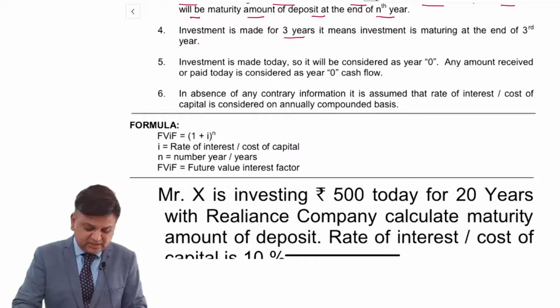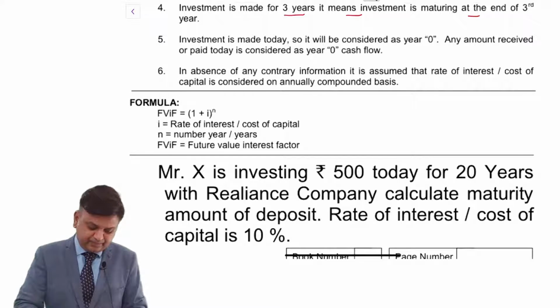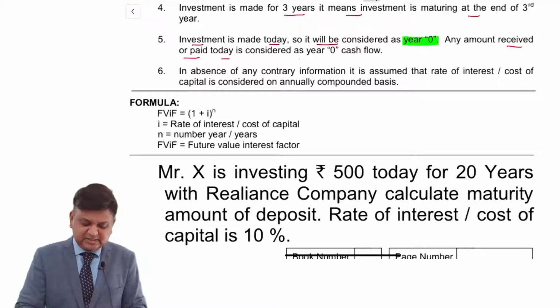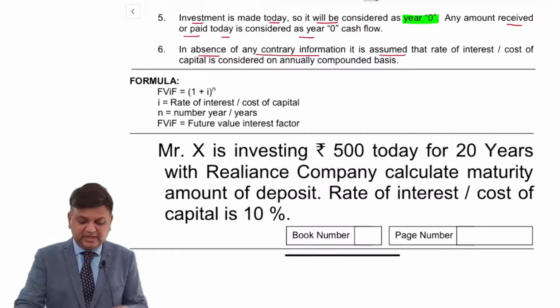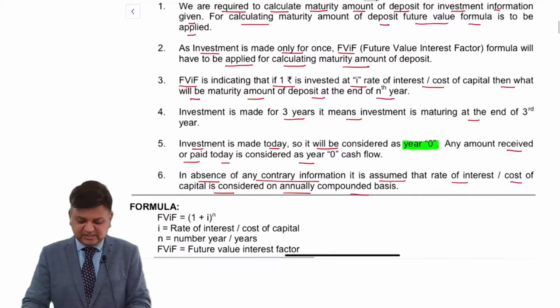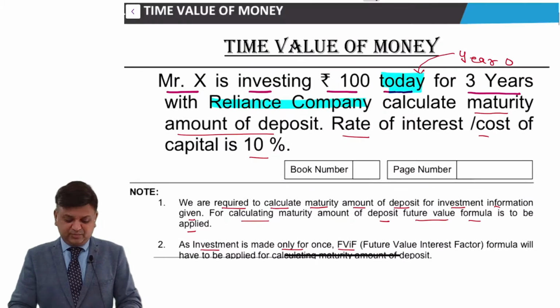Investment is made for 3 years. It means that investment is maturing at the end of the third year. Investment is made today, so it will be considered as year 0. Any amount received or paid today is considered as year 0 cash flow. In absence of any contrary information, it is assumed that rate of interest or cost of capital is on an annually compounded basis. That is an assumption which is made.